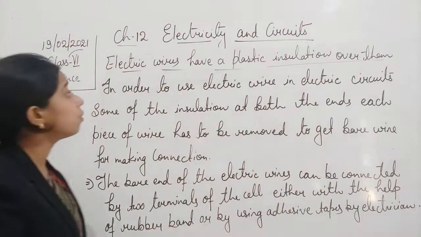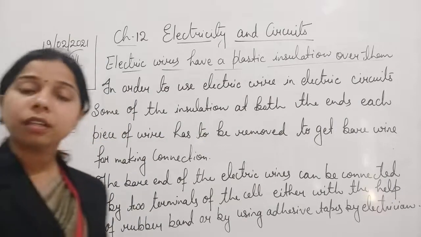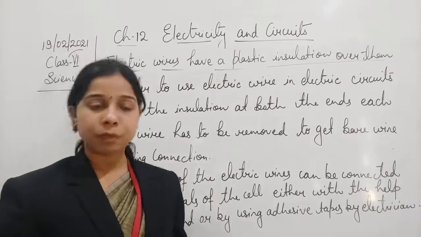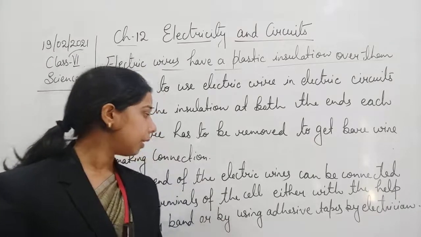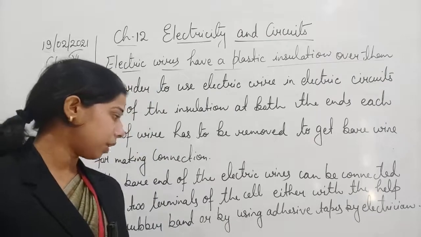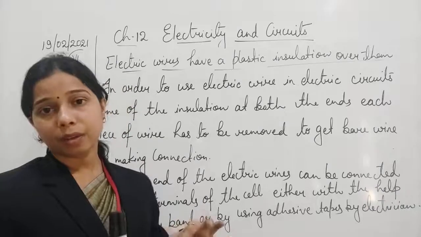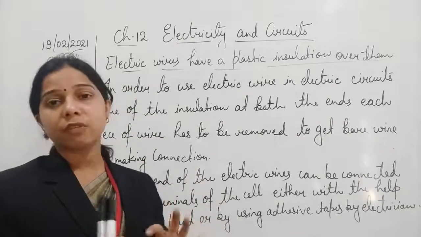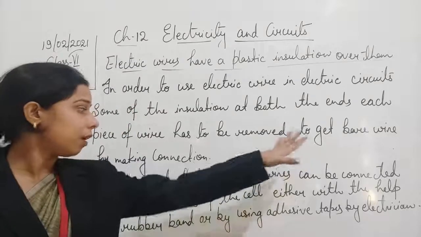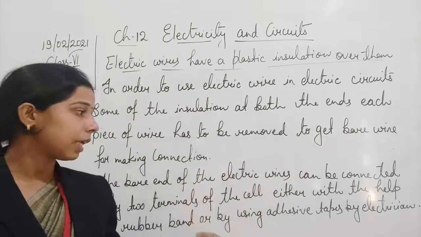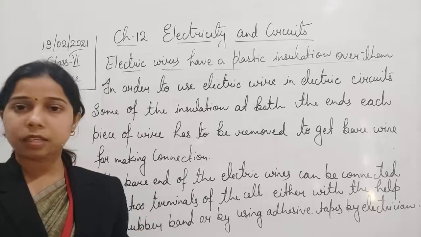So you see, students, we have seen how we are able to connect the two terminals together. For connection, with the help of the electric wire, we remove the insulation at one end of each piece of wire and get the bare wire. This bare wire will be used for the connection. After connection, when we connect it, it is still a bare wire only.